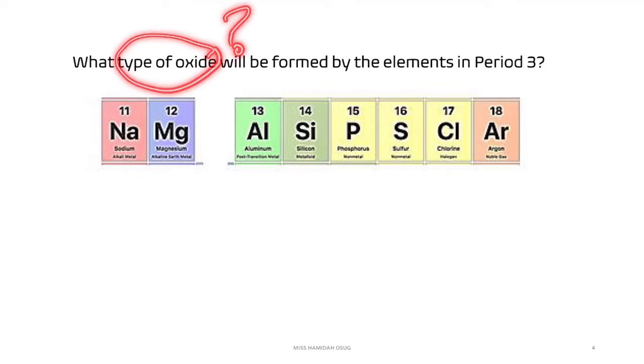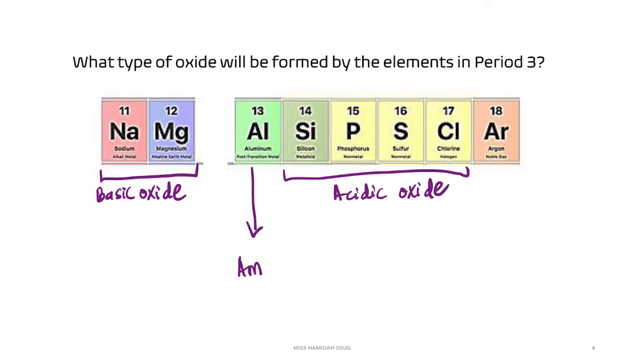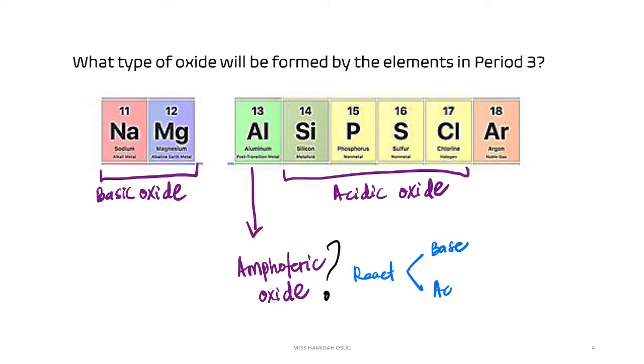First and foremost, let's take a look at what type of oxide will be formed by the elements in period 3. Sodium and magnesium will form basic oxide, while silicon, phosphorus, sulfur, and chlorine will form acidic oxide. And lastly, aluminium will form amphoteric oxides. Basically, amphoteric oxide has both acid and base character, in which the amphoteric oxide will react with the base and also acid solution.